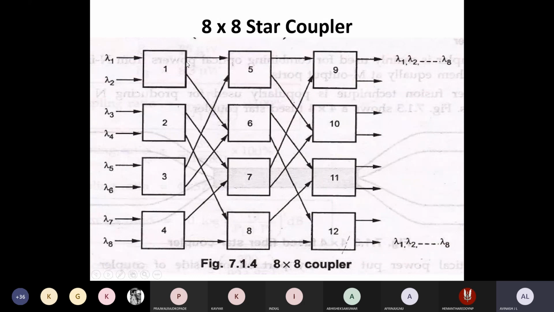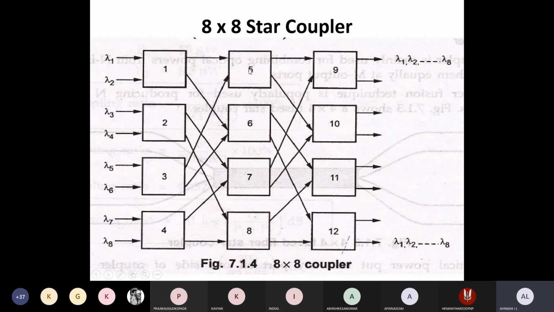Now I'll explain how the first line is obtained, that is lambda 1, lambda 2, lambda 8 after the 9. How it is going to come, we are going to discuss. So now lambda 1, lambda 2 we have taken. After the 1, the lambda 1, lambda 2 at each output port is obtained. Now lambda 1, lambda 2 is being given to the 5.